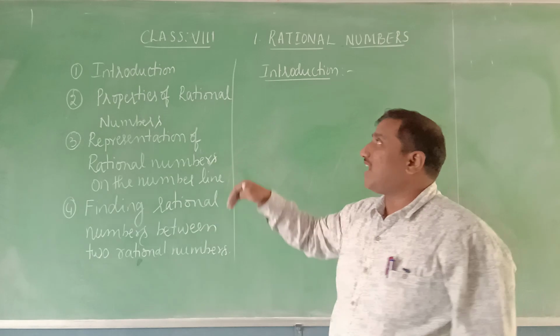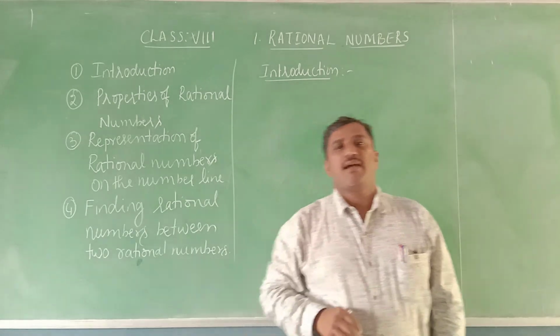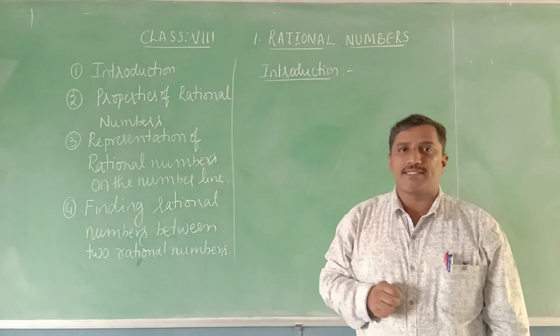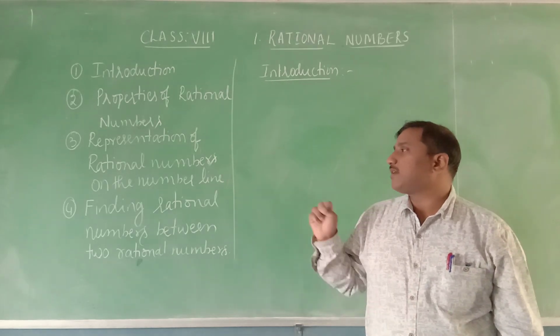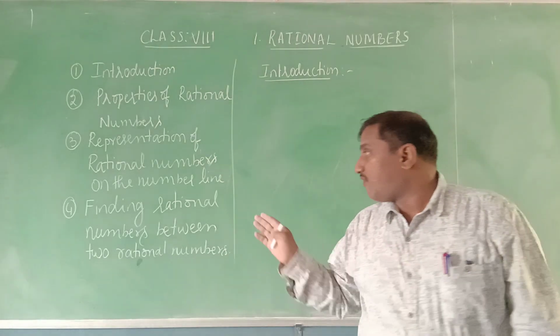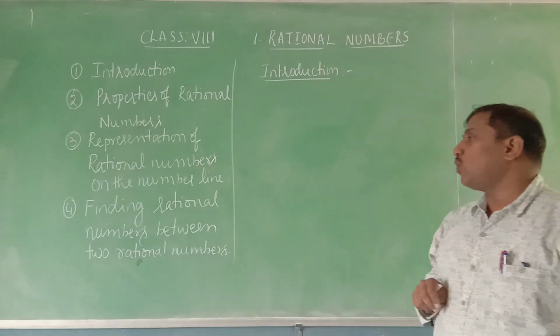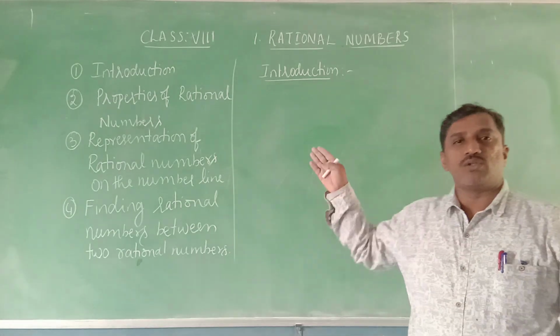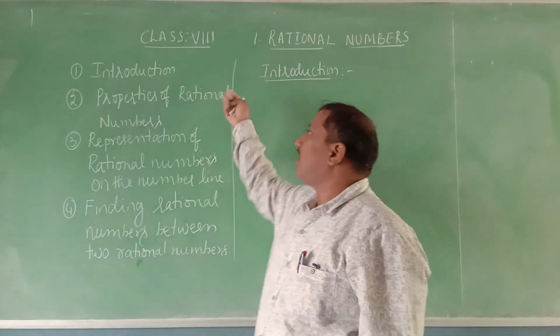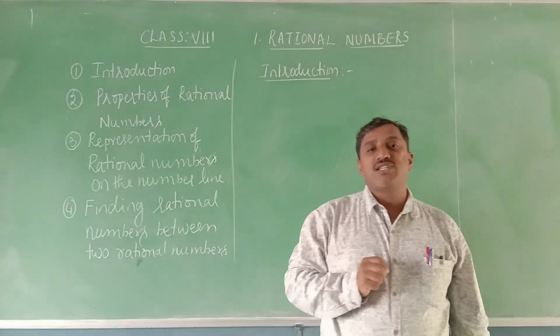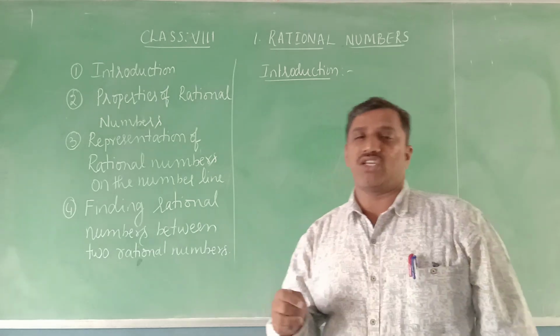First concept is introduction of the chapter, then properties of rational numbers, then representation of rational numbers on the number line, finding rational numbers between two rational numbers. So the four concepts are there. The major concept of this chapter is properties of rational numbers and its applications.